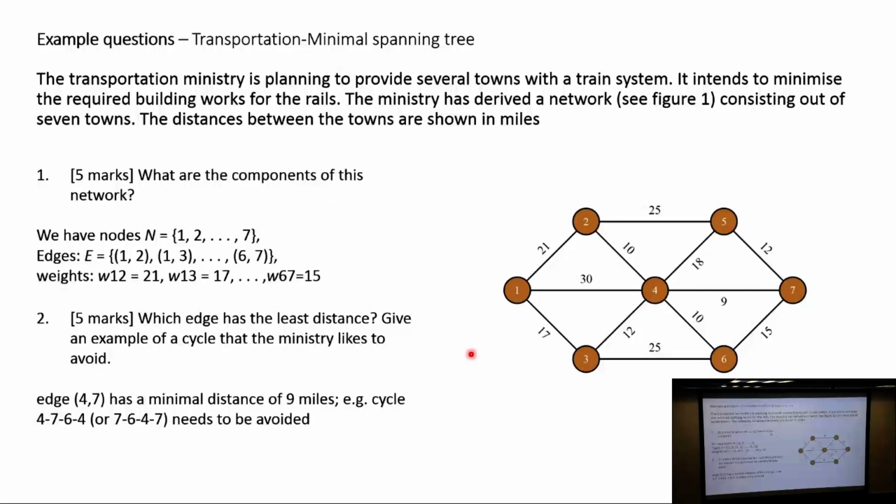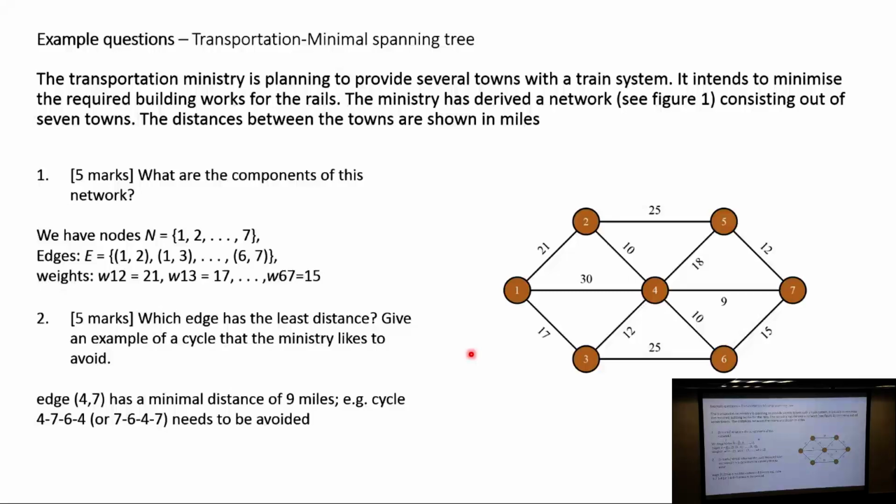So what are the components of this network? Apparently we have nodes, edges, and weights. That's pretty straightforward. We have 7 nodes, and we have edges 1, 2, 2, 5, 2, 4, and 3, 4, and so on. And for every edge, we have a weight. So in here, the weight means the miles, so the distance. Sometimes maybe the cost or something. That's based on the different stories of the question. So in here, these are the weights.